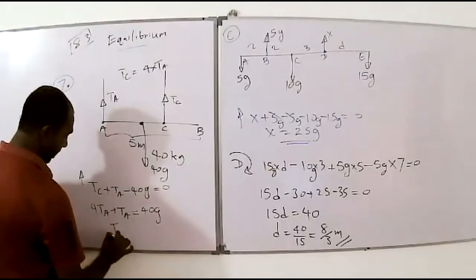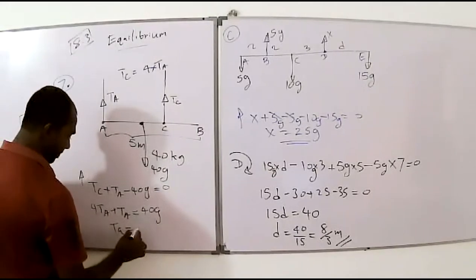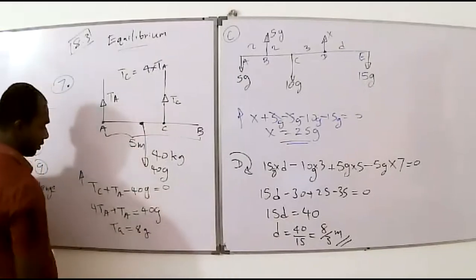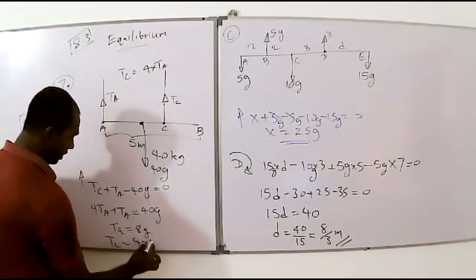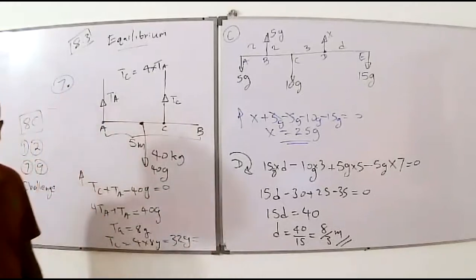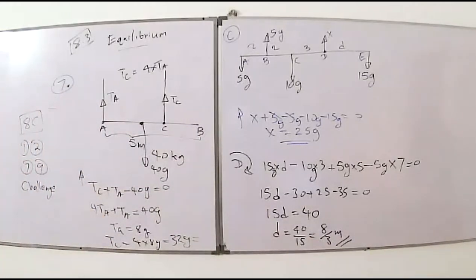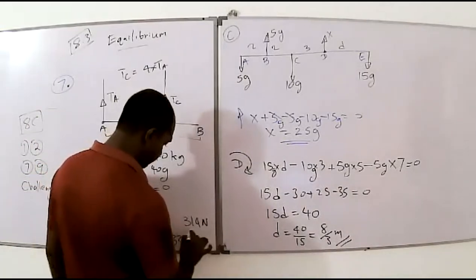40G. So TA equals how much? This much divided by 5. It's going to be 8G. So TC is equal to 4 into 8G, which is equal to 32G. You can substitute G as 9.8. So how much do you get? 32 into 9.8, we get 314 newtons. Okay.